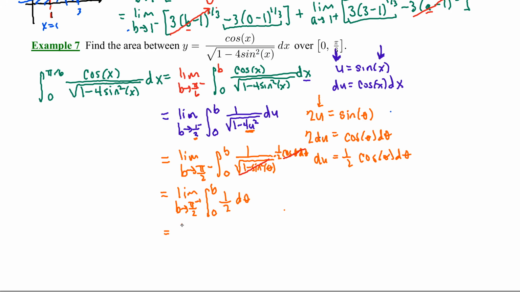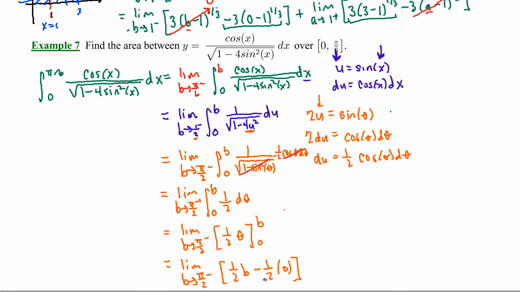Of course, the antiderivative of that is 1/2 theta. And we'll run this from 0 to b. Almost there. Hang in there. We have 1/2 b minus 1/2 times 0. Of course, that last term's the easy one to handle. It has a value of 0. And when we plug in pi over 2, we have 1/2 times pi over 2, or pi over 4.